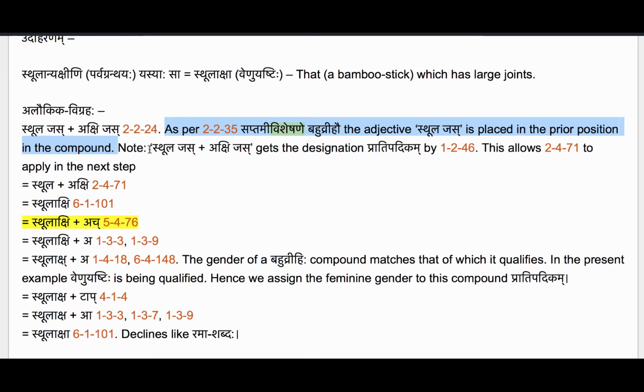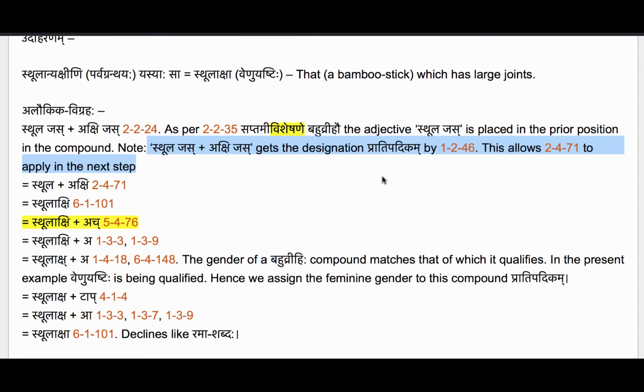Now sthula jas plus akshi jas gets the designation pratipadikam by 1.2.46 kritadita samasascha, because we have formed a samasaha. This allows us to apply 2.4.71 supo dhatu pratipadikayoho, which performs the luk elision on the sup affixes jas and jas which are inside the compound pratipadikam. So now we have sthula plus akshi. Then we apply akasavarni dirgha 6.1.101 to get sthulakshi.